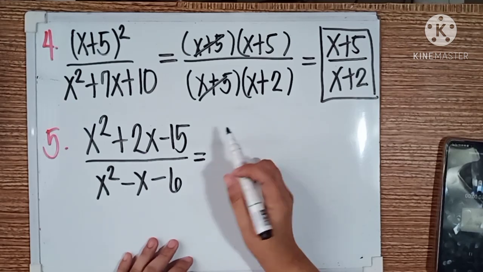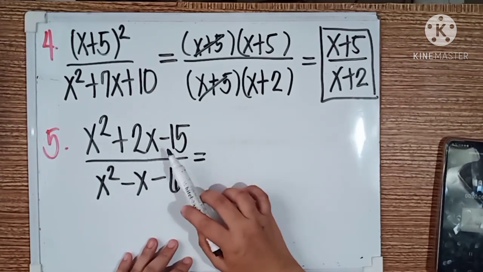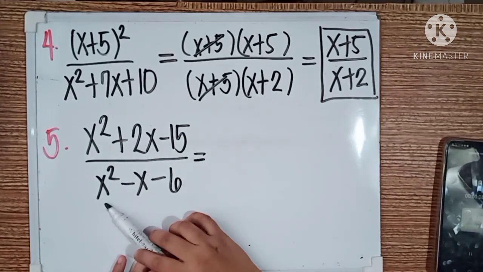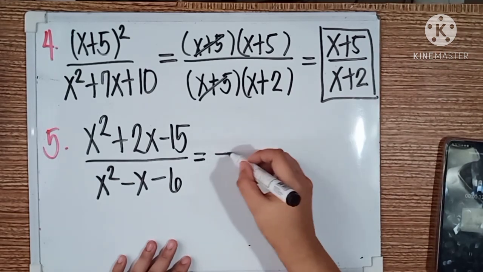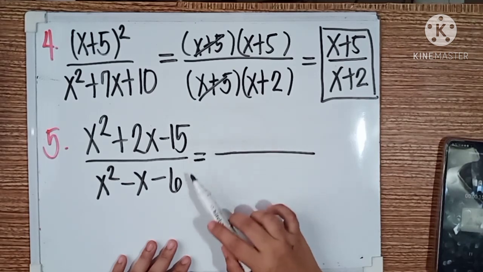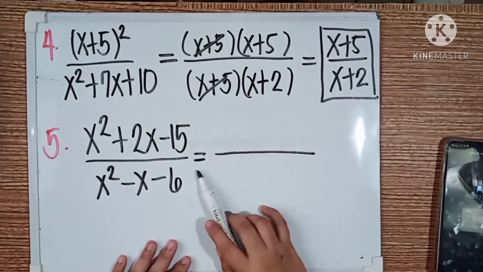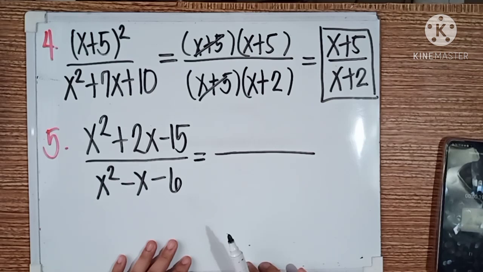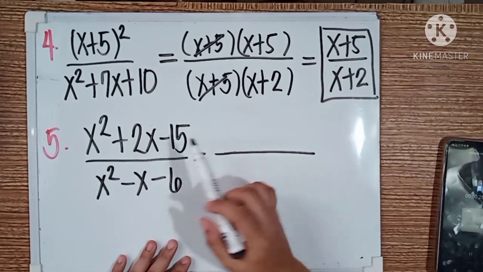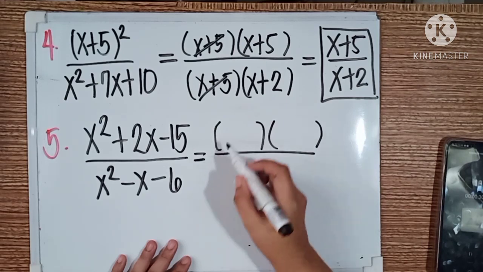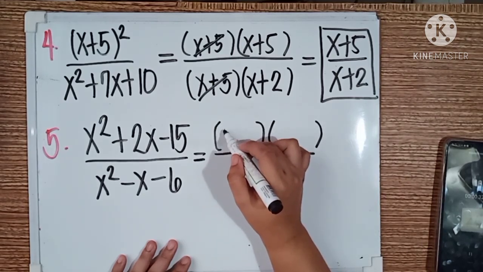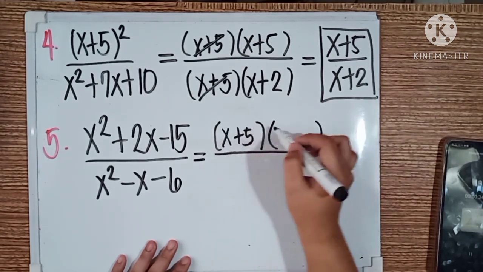Example number 5. x squared plus 2x minus 15 over x squared minus x minus 6. The numerator and the denominator are both factorable by factoring general trinomial where a equals 1. For the numerator, x squared plus 2x minus 15, the factored form is the product of x plus 5 and x minus 3.